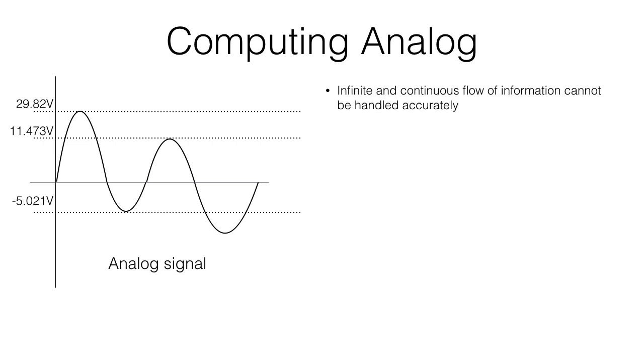All right. So we know that this will be an infinite and continuous flow of information. It can't be handled accurately. Why is that? Think about if your computer was able to handle continuous and infinite amount of information. Let's deal with the infinite first. Your computer only has so much memory in it. It's only so big. It only has so much processing power. Hard drive is only so big. RAM is only so big. It can only hold so much information.